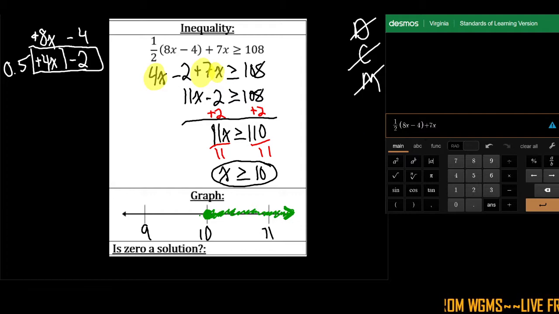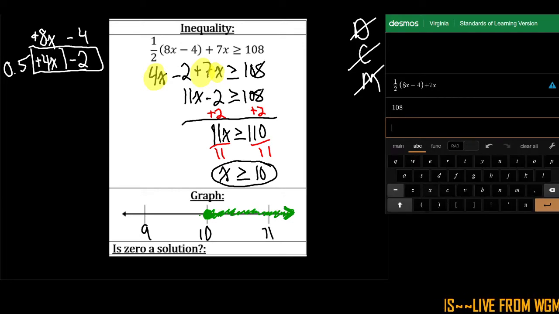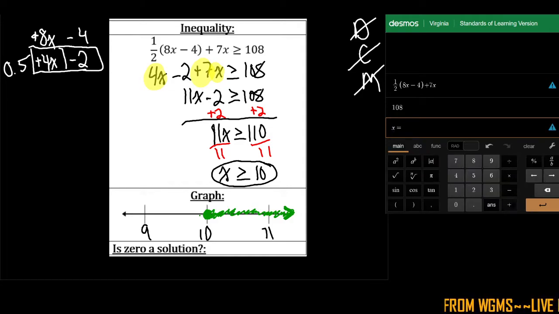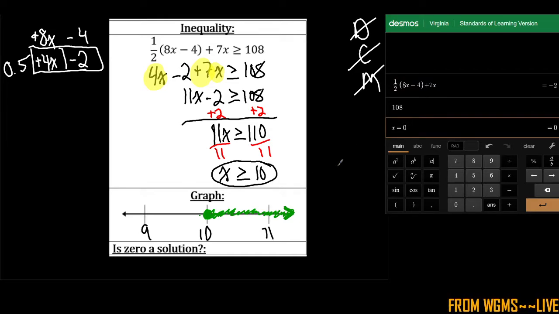And so that's our left side of the inequality. And so we're going to say, well, we need this first line to be greater than or equal to 108. So if we let x equal 0, do we get that case? Well, we know that -2 is not greater than or equal to 108. And so we would say, no, 0 is not a solution.